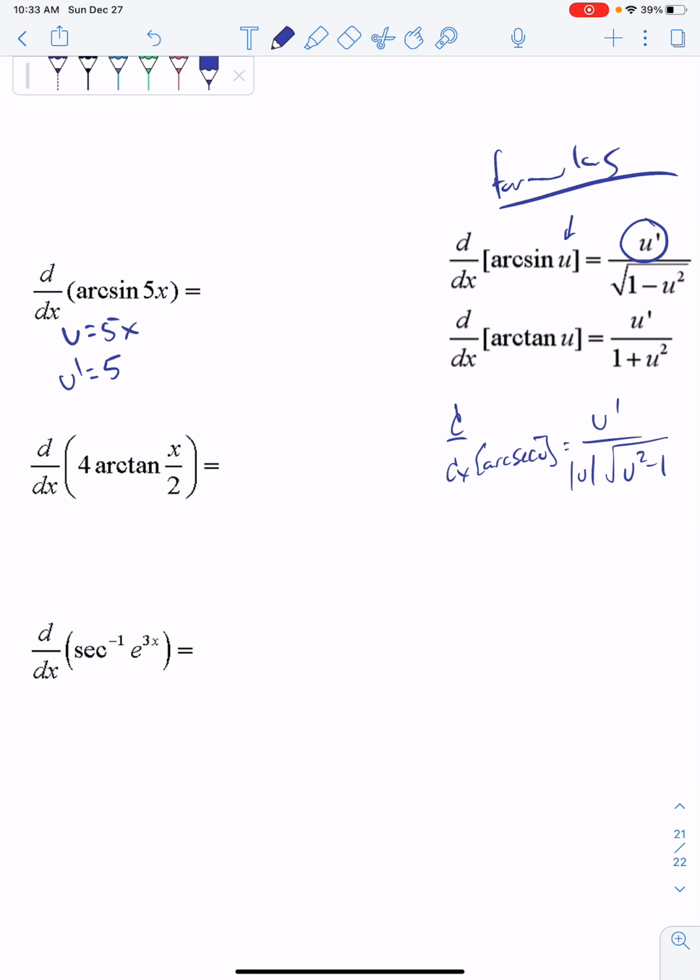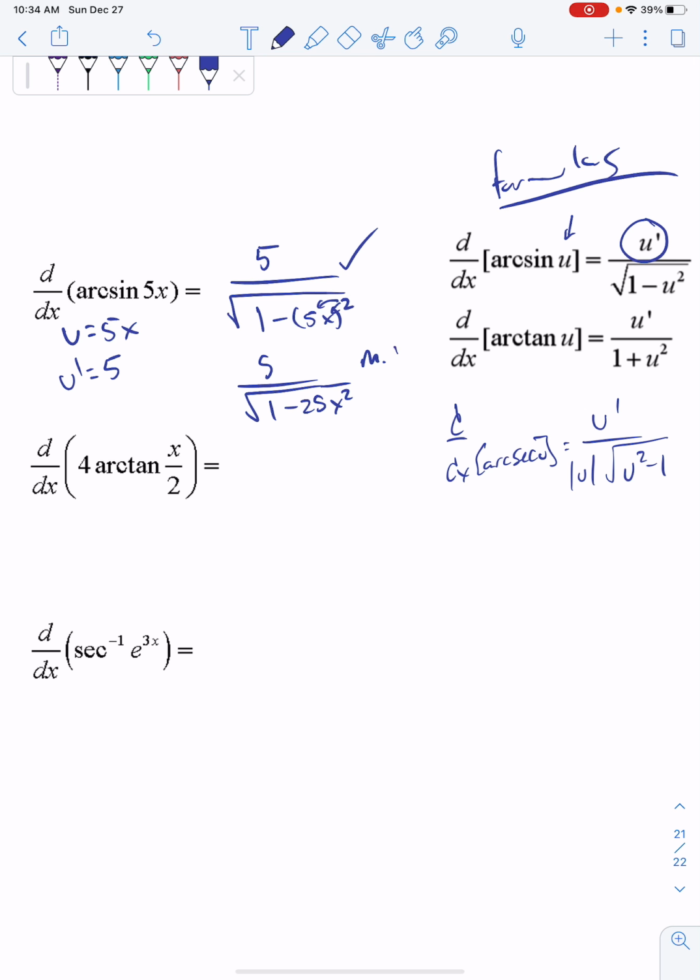So I can just plug that information into my formula, okay? U prime goes on top, so 5 goes on top. On the bottom, I need square root 1 minus u squared, so 1 minus 5x squared. So when I simplify, 5 over root 1 minus 25x squared. Don't forget to distribute that square to the 5 and the x. Again, if this was free response, that top answer would be just fine. Multiple choice, you might need to switch it over to that bottom one, all right?